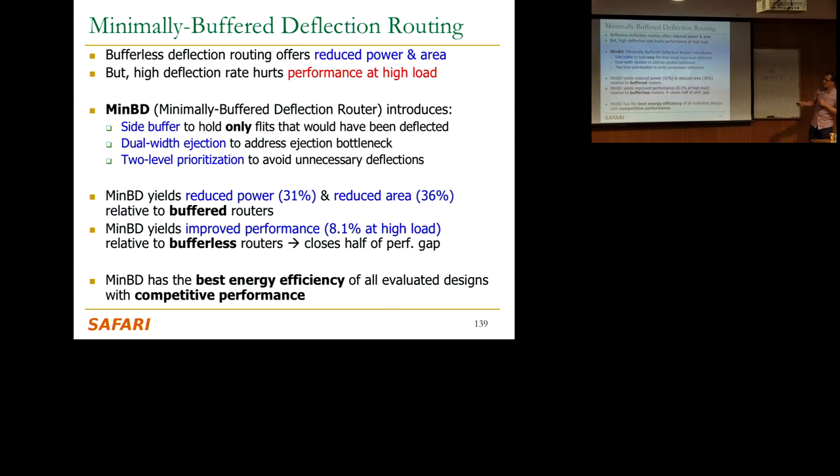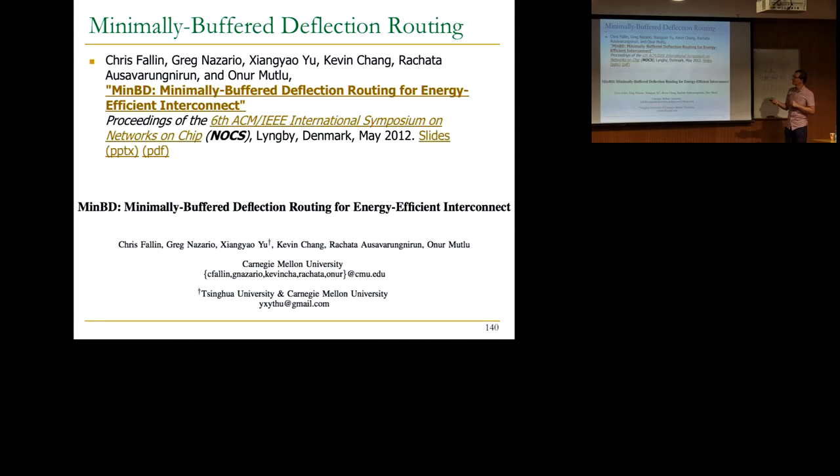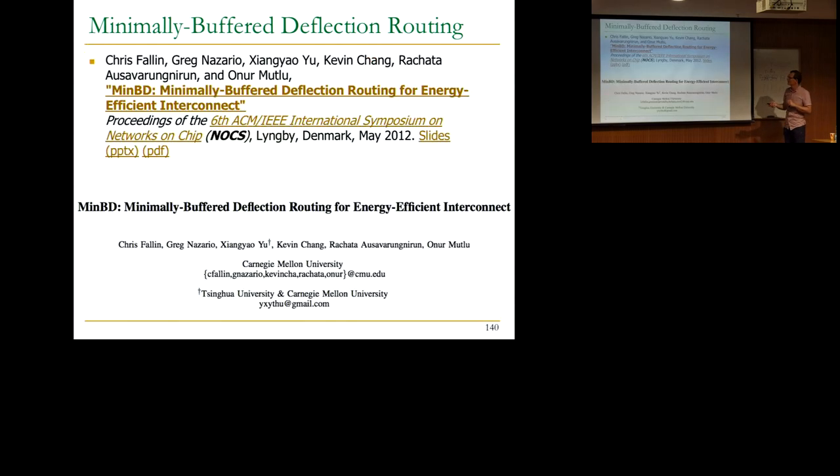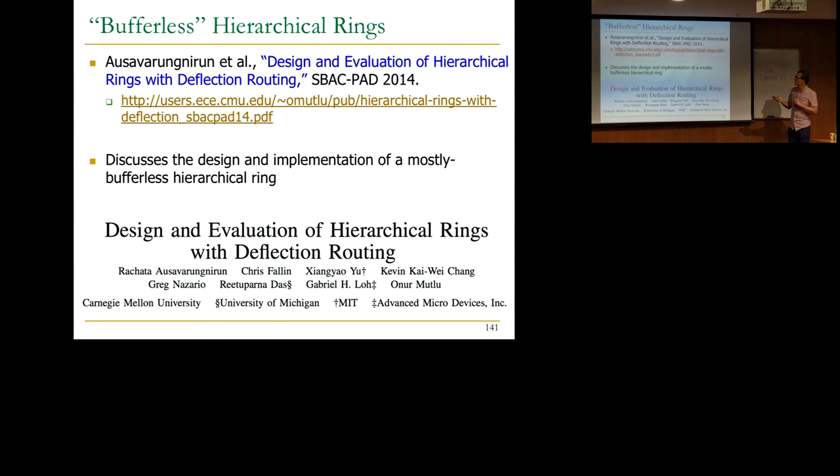And there's a graph in the paper that compares many routers and many configurations. It shows that this gets the best energy efficiency of all the evaluated designs at competitive performance. I don't have the slides, but I think the ideas are hopefully reasonably clear. If you're really interested, you can take a look at the paper. OK, and that's the paper.